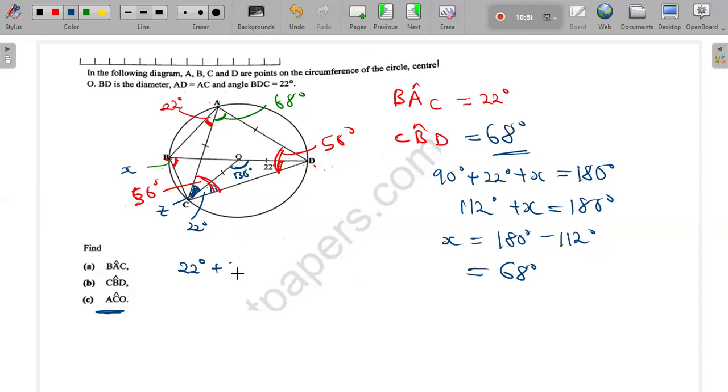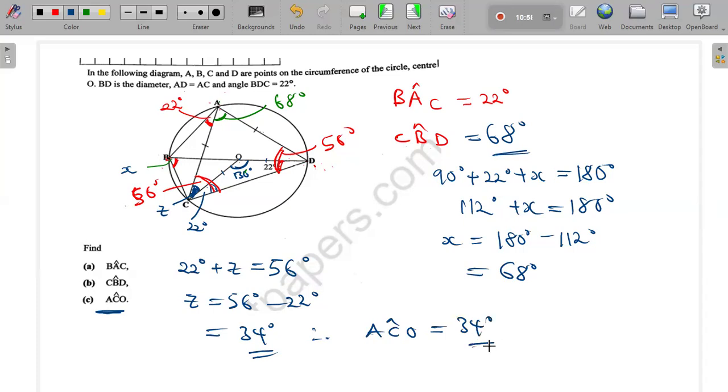Z. Z must be equal to what? The whole angle there is 56. Such that you have Z is equal to 56 degrees minus 22 degrees. So 56 minus 22 degrees is going to be equal to 34 degrees. So therefore, the angle ACO is just 34 degrees. Okay, so that's how you find this here. I don't know if there's any question before we move on to the next one.